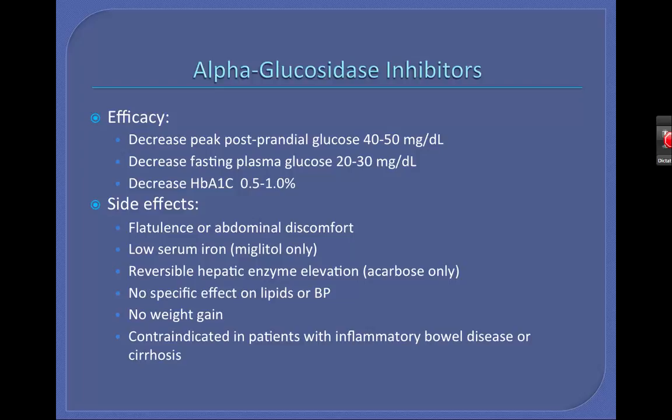No weight gain. It's contraindicated in patients with inflammatory bowel disease or cirrhosis. Other contraindications are partial bowel obstruction, inflammatory bowel disease, colon ulcerations, malabsorption or digestive diseases, or diabetic ketoacidosis. You want to be cautious with hypoglycemia when there's a serum creatinine greater than 2, and you want to monitor liver function tests. One third of the patients who start alpha-glucosidase inhibitors will stop using these drugs due to GI side effects.